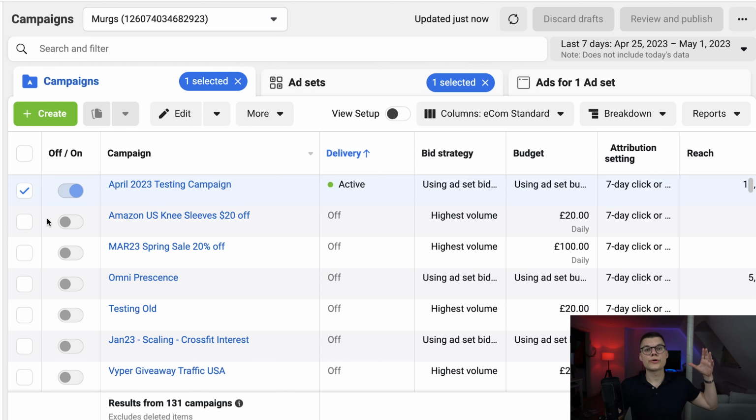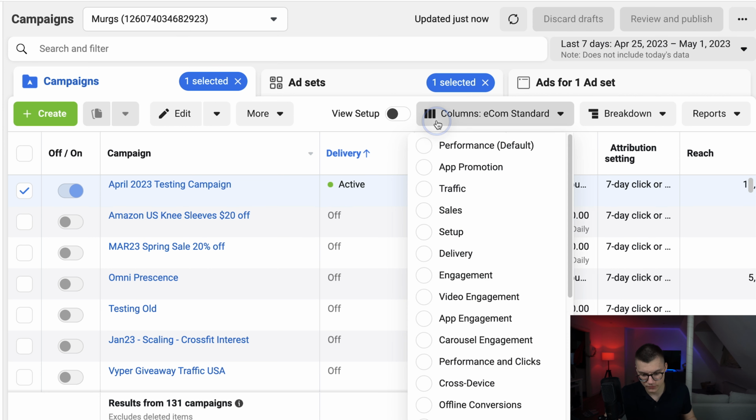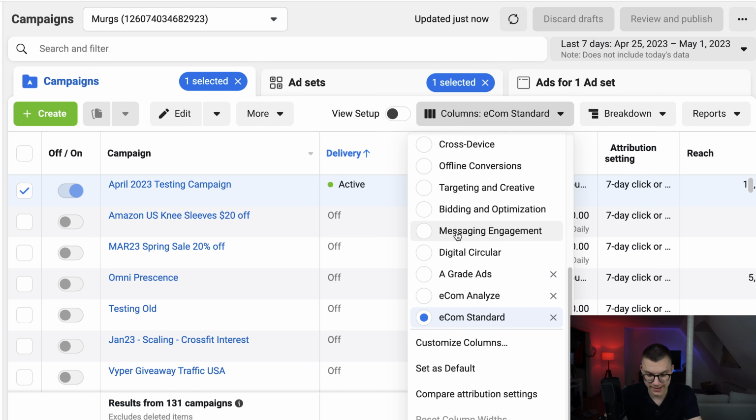In today's video, I'm going to show you the best Facebook ads columns that you can use to analyze your ads. So let's get right into the video. Starting, we have three different columns. First of all, we have the eCom standard, we have eCom analyze, and A grade ads.